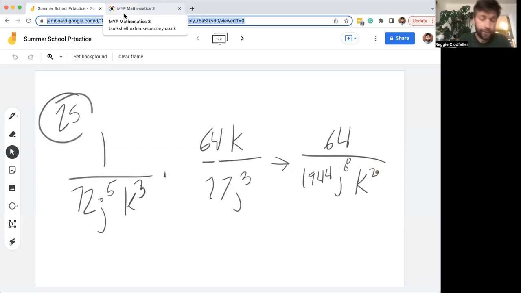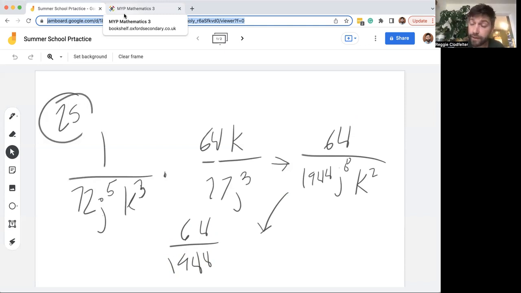So now all I need to do is take 1,944, and the 64. So I've got, this is basically, you can think about it like 64 over 1,944. And I just need to simplify that. Okay.